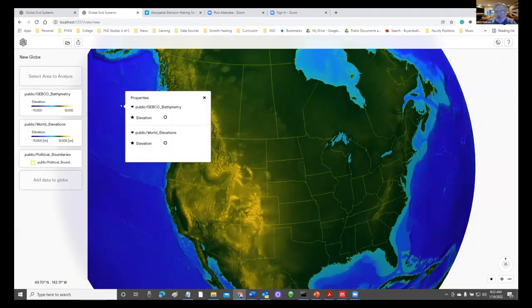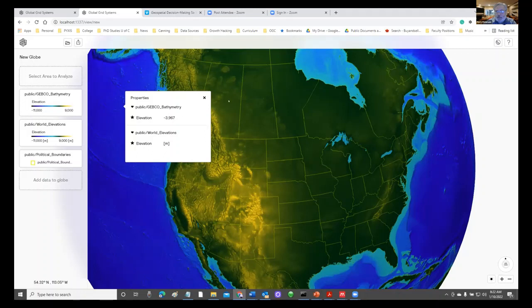So if I click and query that cell over in the ocean there, it's running through lots of data, and hopefully it'll come up with some data values here for me really quickly. There's nothing in the elevation for the terrestrial data set because there wasn't any coverage there. But in the bathymetric data set, of course, we're below sea level, 3,967 meters.